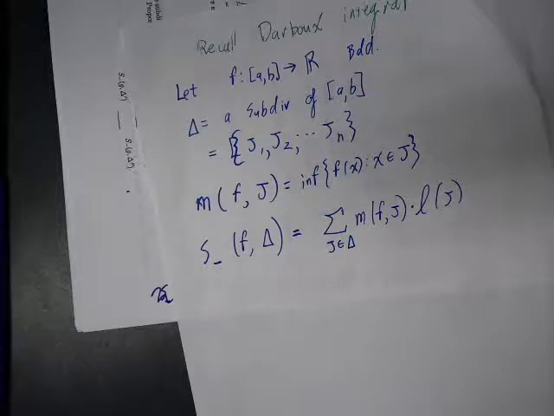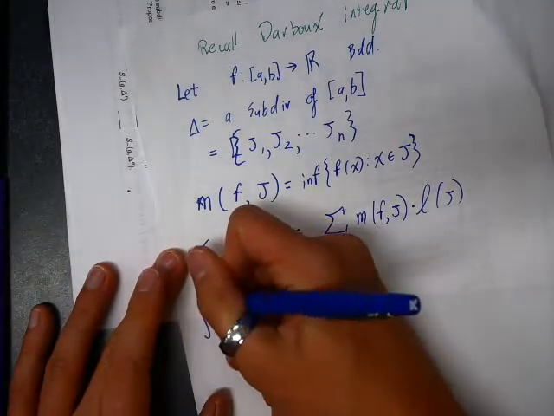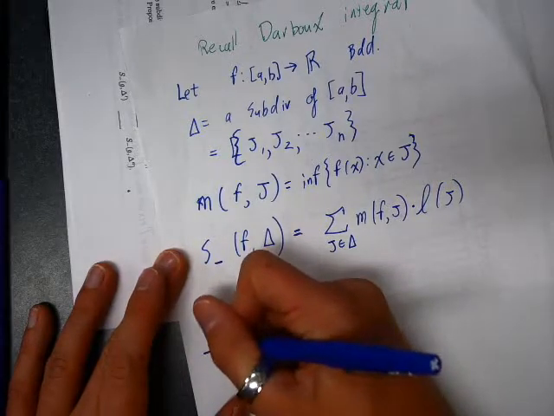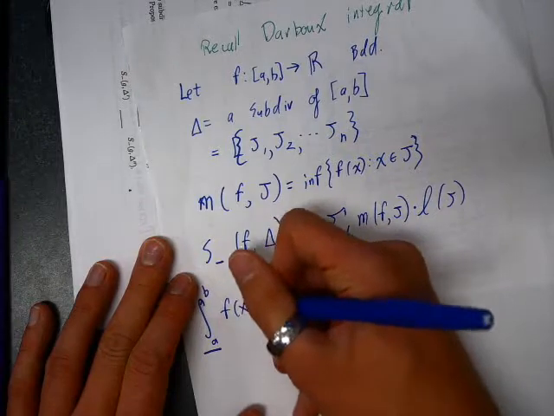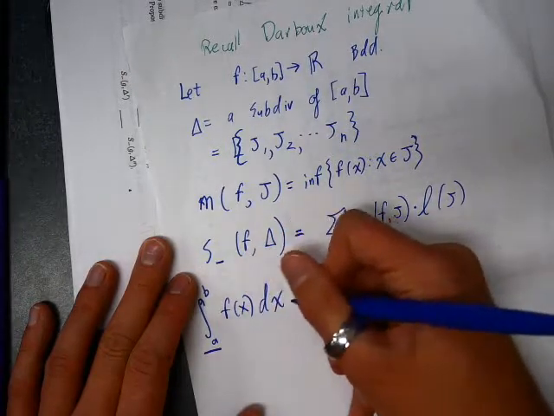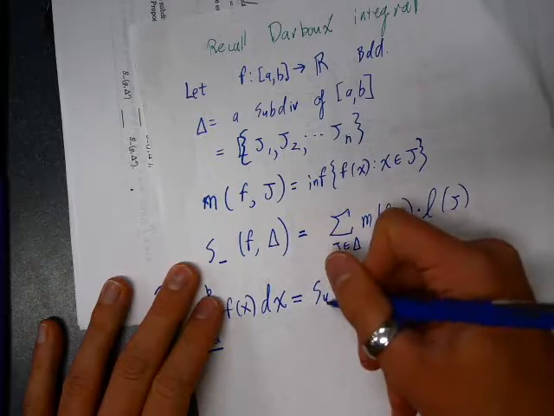So each of those gives us a lower bound on the area under the curve, whatever the area under the curve should actually mean. And when we took the supremum of all of those areas under the curve, we got what was called the lower Darboux integral. So what is the definition of the lower Darboux integral? The supremum of all the s minuses of f comma delta.